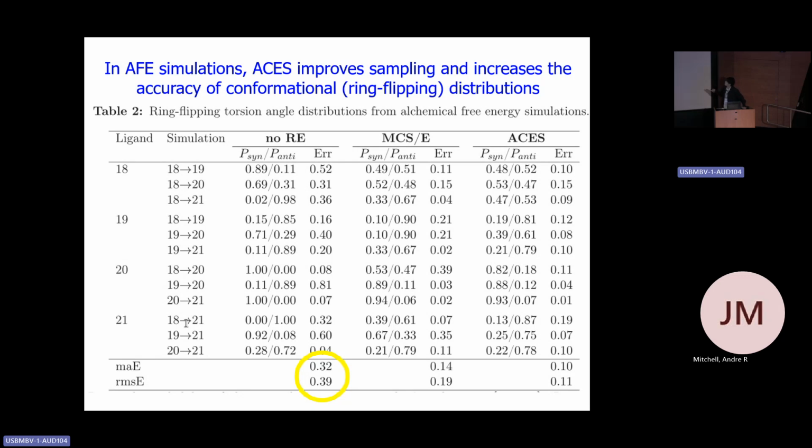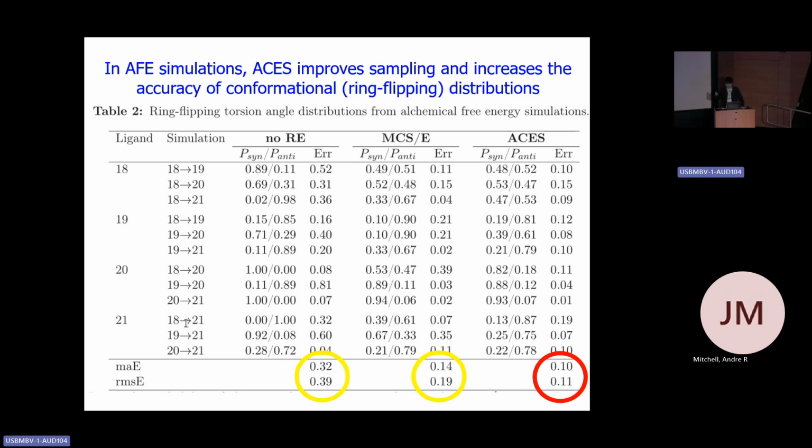Now the MCSE means that we identify the soft core regions using the MCS algorithm, but with replica exchange, so the mean error decreases a little bit. Furthermore, the ACES simulations actually produce the least amount of error, so ACES could improve the sampling and increase the accuracy of the conformational distributions.